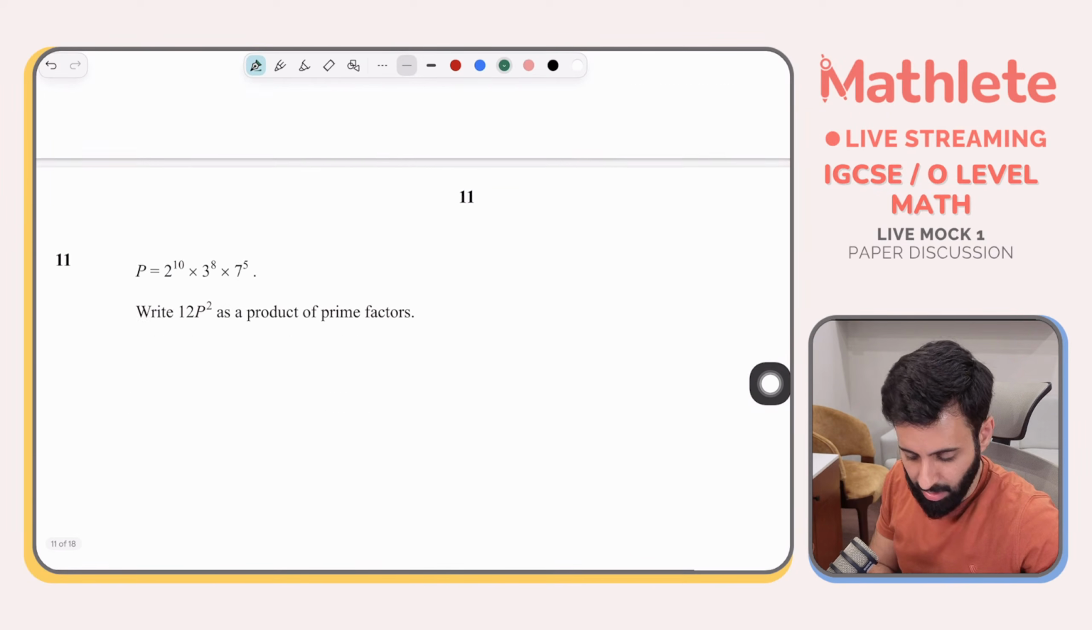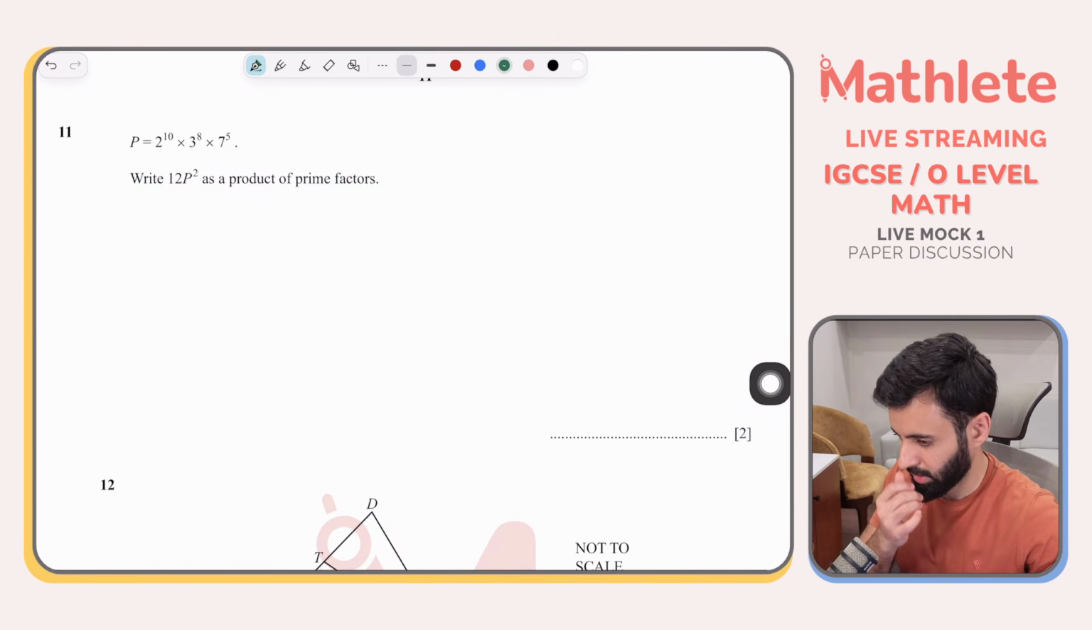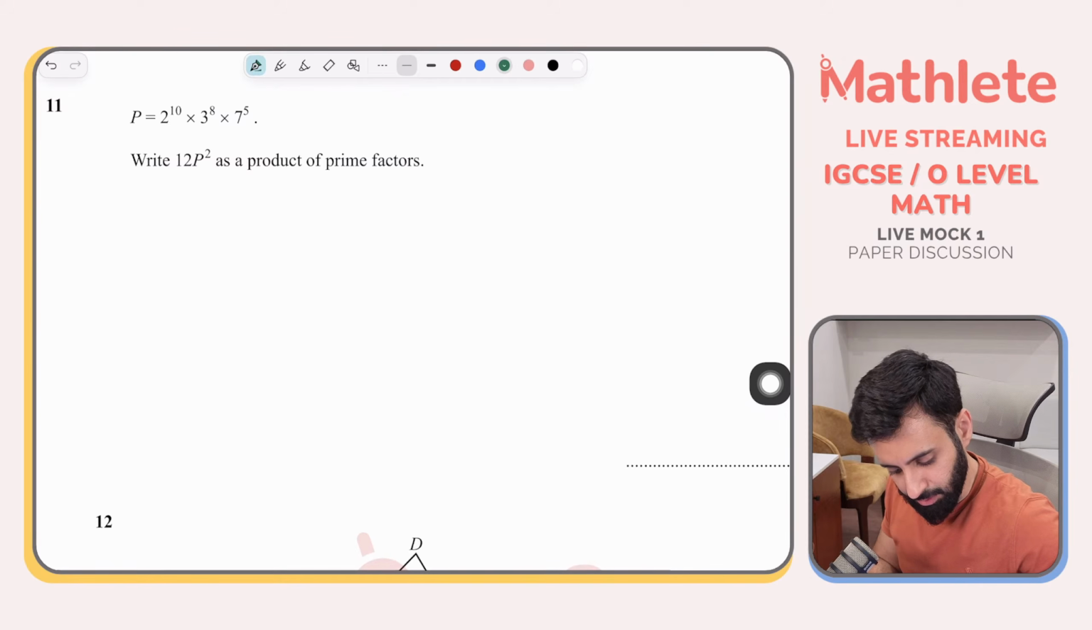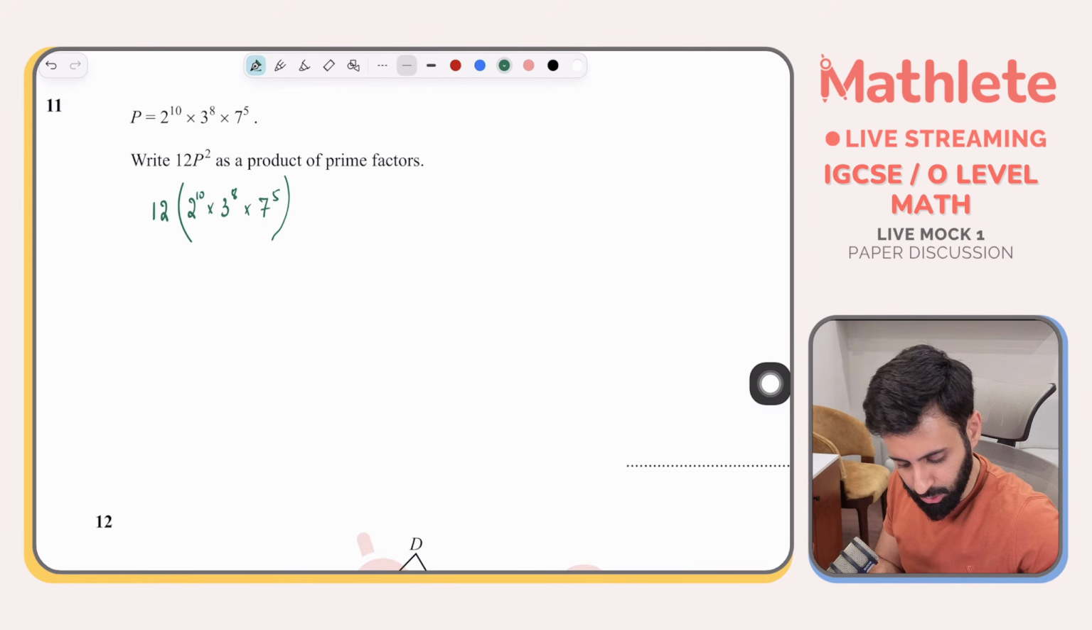All right. Yeah, I have made a video on functions in which I've explained this. So once again, we have a question related to LCM HCF. It's asking to write 12p squared. It's less of an LCM HCF question and more of an indices question. 12 into p squared basically means 12 into p, which is 2 power 10 into 3 power 8 into 7 power 5. And then we have to square it.